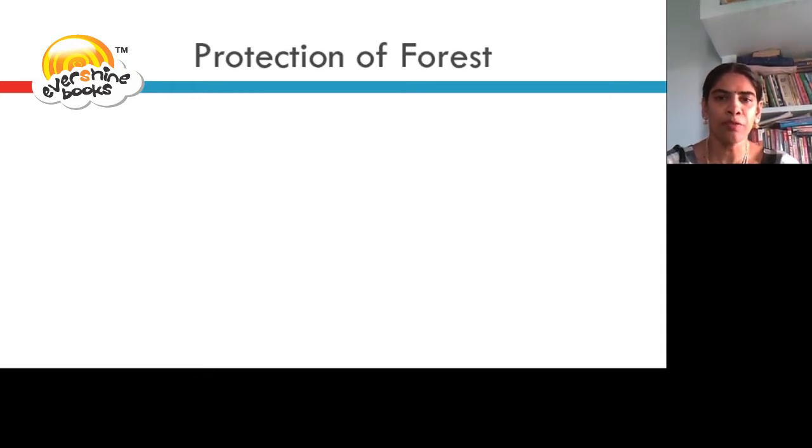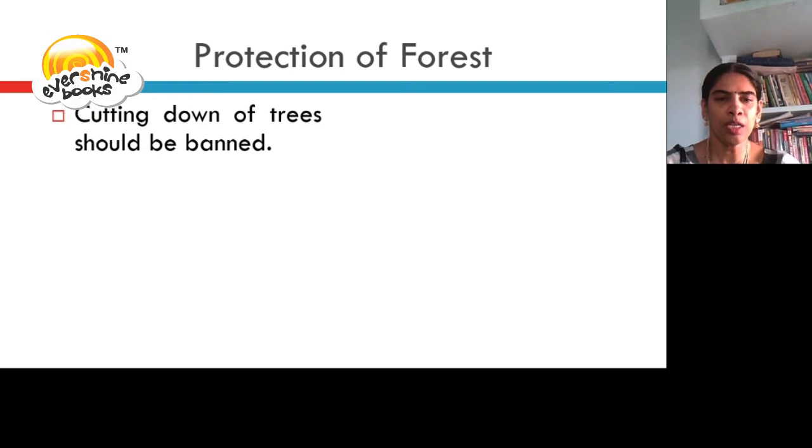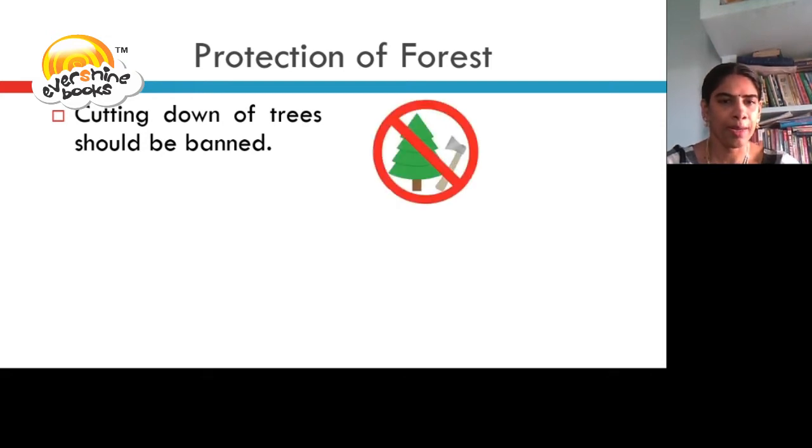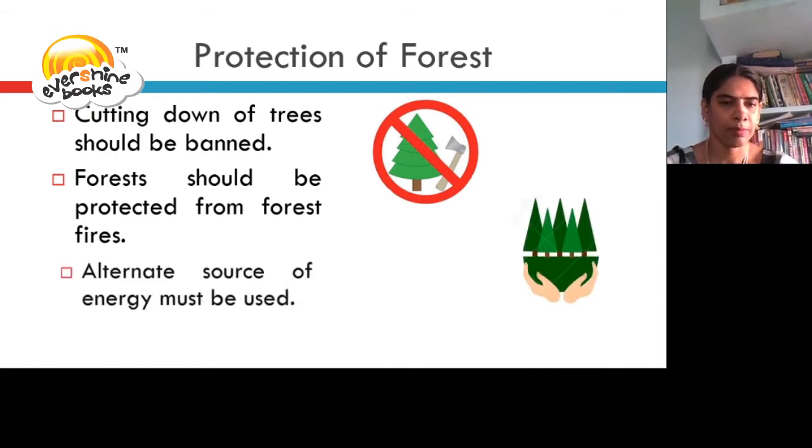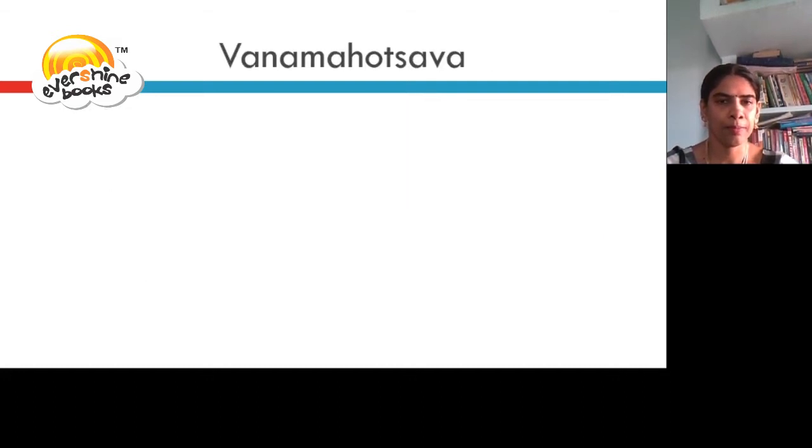How do we protect the forest? Cutting down of trees should be banned. Forests should be protected from forest fires. Alternate sources of energy must be used. Vanamahotsava.